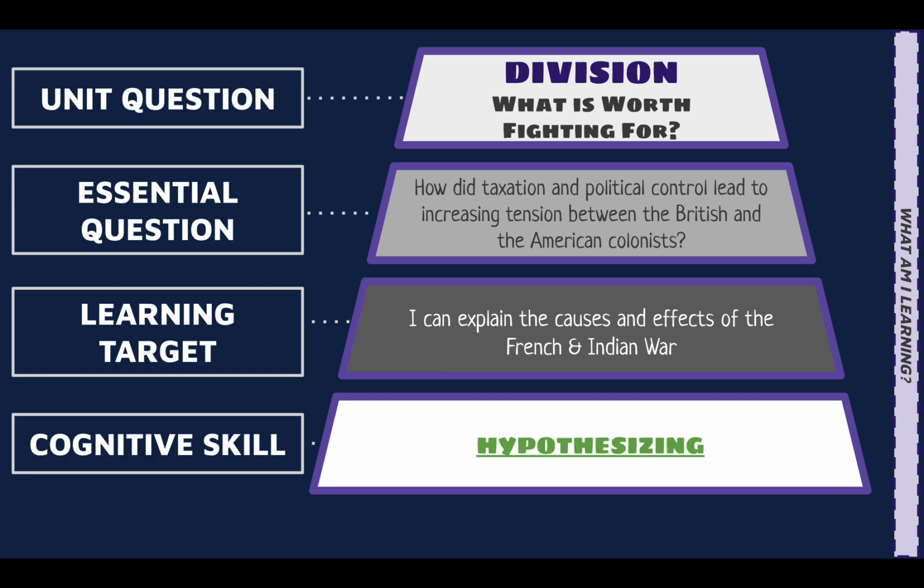This relates to our first essential question in the content bubble, which is how did taxation and political control lead to increasing tension between the British and the American colonists? And as always, this relates to our unit question for division, which is what is worth fighting for?